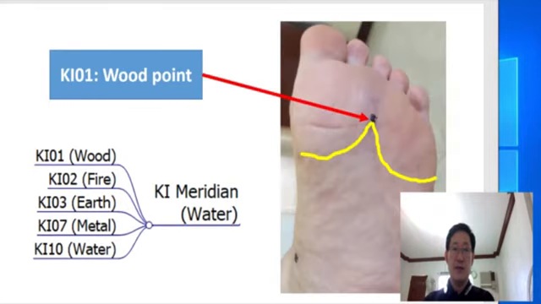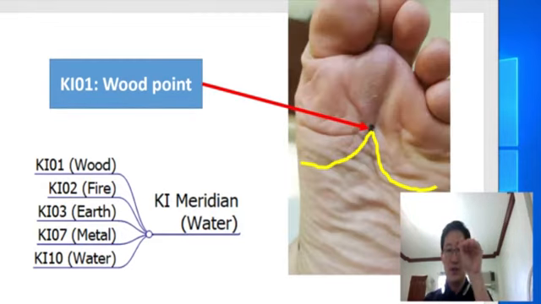Next one is the kidney meridian. The wood point of the meridian is here, KI01. It's a line here like that and a line here like that. The center point is KI01. When you close your foot, there is also a shallow point that comes up. That is the same. So you can find it like that. You open and close, and then find the point.